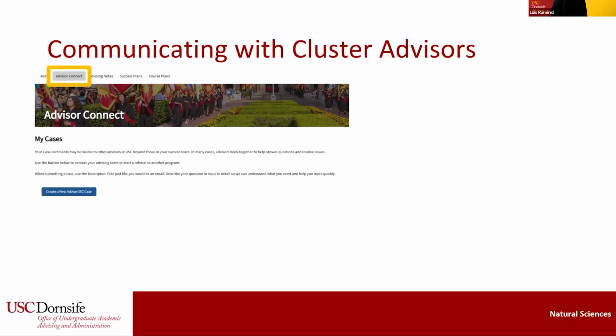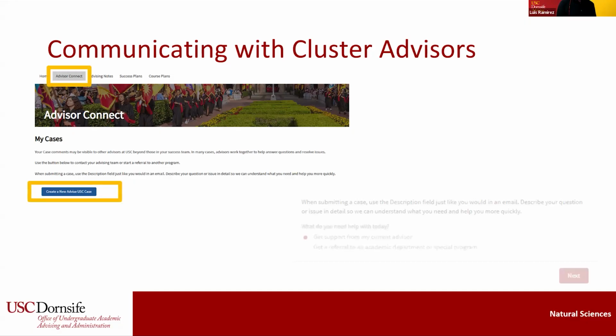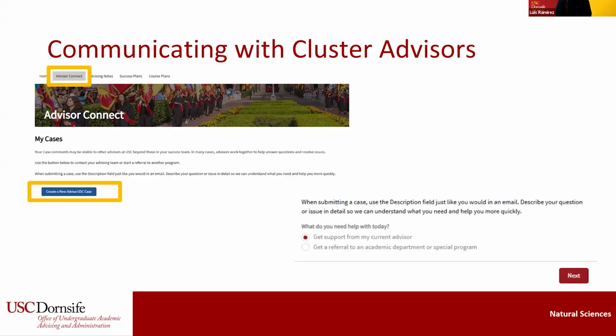Now, when you're submitting a support case, you will go to your platform, the Advise USC platform. You'll select Advise USC. You'll go to Advisor Connect, which is the tab at the very top, create a new Advise USC case, and then you'll select Get Support from my current advisor. Now it'll say current advisor, but remember, you'll have a team of advisors that you can select from your focus area. So you'll select Next.